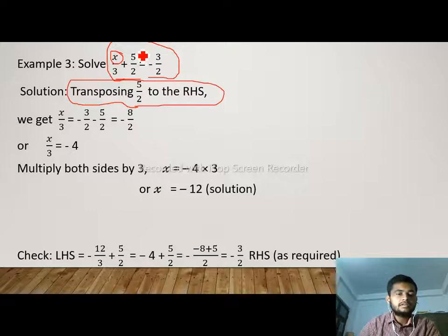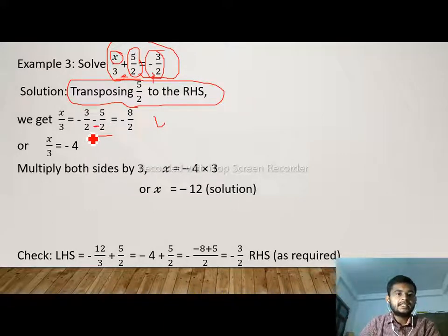So how do you shift that? What is the constant term here? 5 by 2 is the constant term in our equation, and minus 3 by 2 is also a constant term. So we shift 5 by 2 to the RHS, and it becomes minus 5 by 2, because when you shift a number from one side to another side, its sign gets reversed. On the left hand side it has the positive sign, and after shifting it to the right hand side it comes with the negative sign.